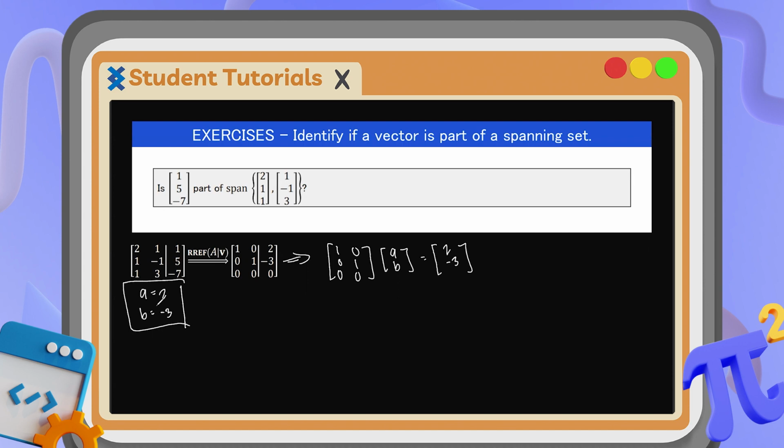But because we have a solution, we can say that this one is also part of the spanning set with these two vectors. To verify this, you simply plug in the scalars, multiply them to the vectors, and add them together to get 1, 5, negative 7, where a equals 2 is multiplied to 2, negative 2, 1, 1, and b equals negative 3 is multiplied to the second vector.